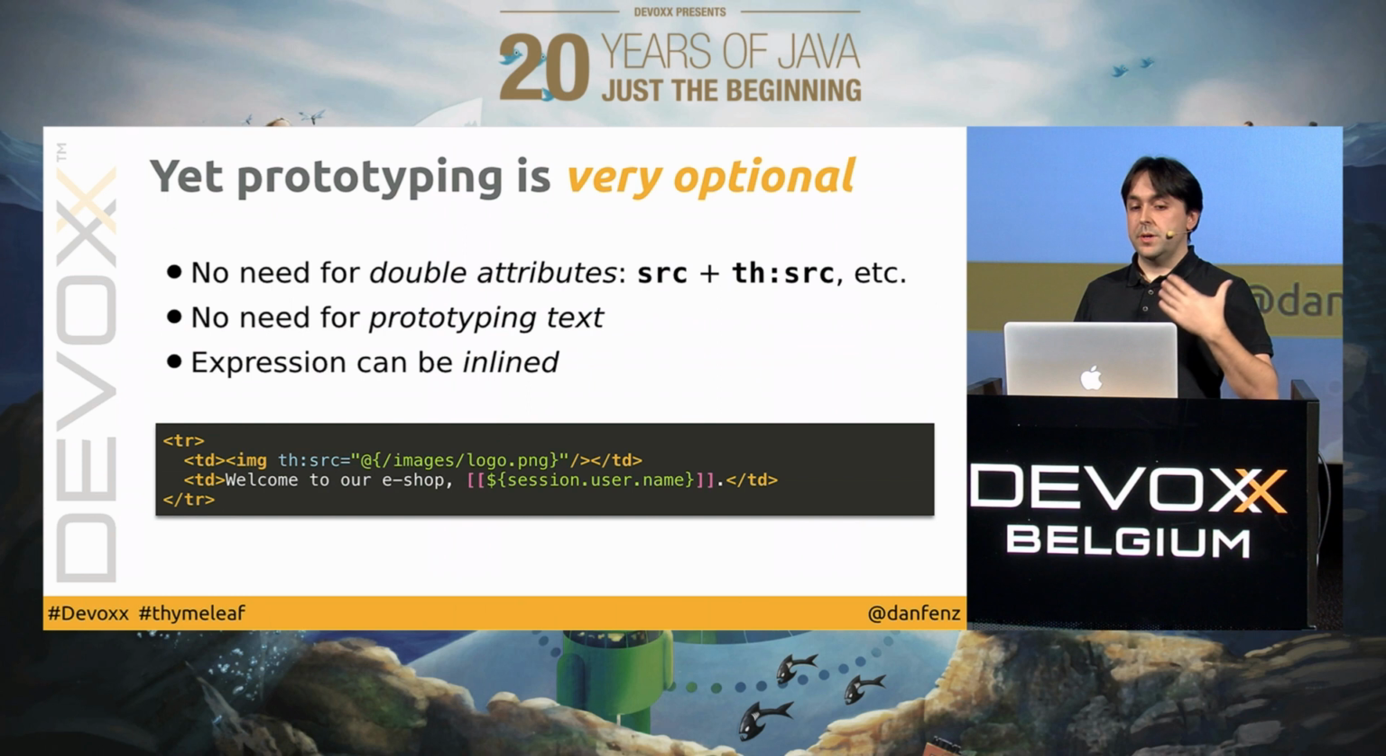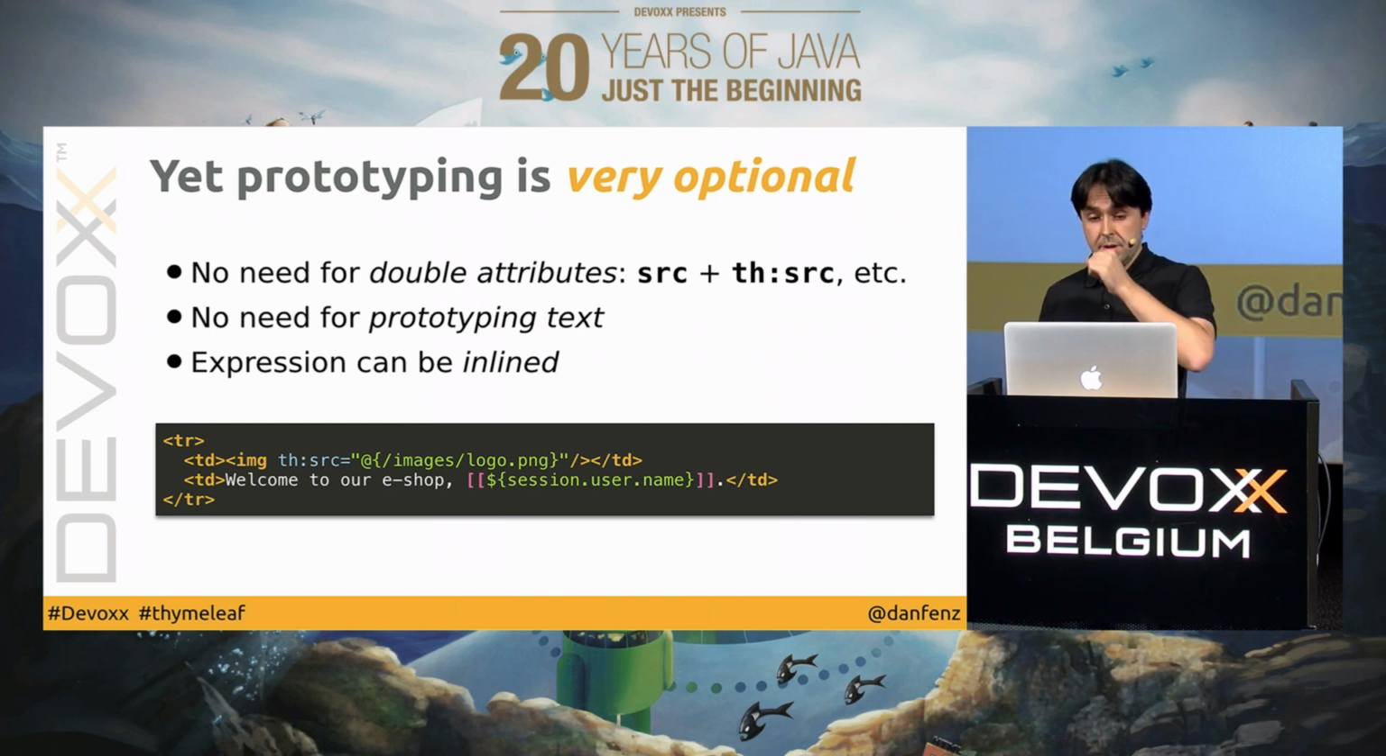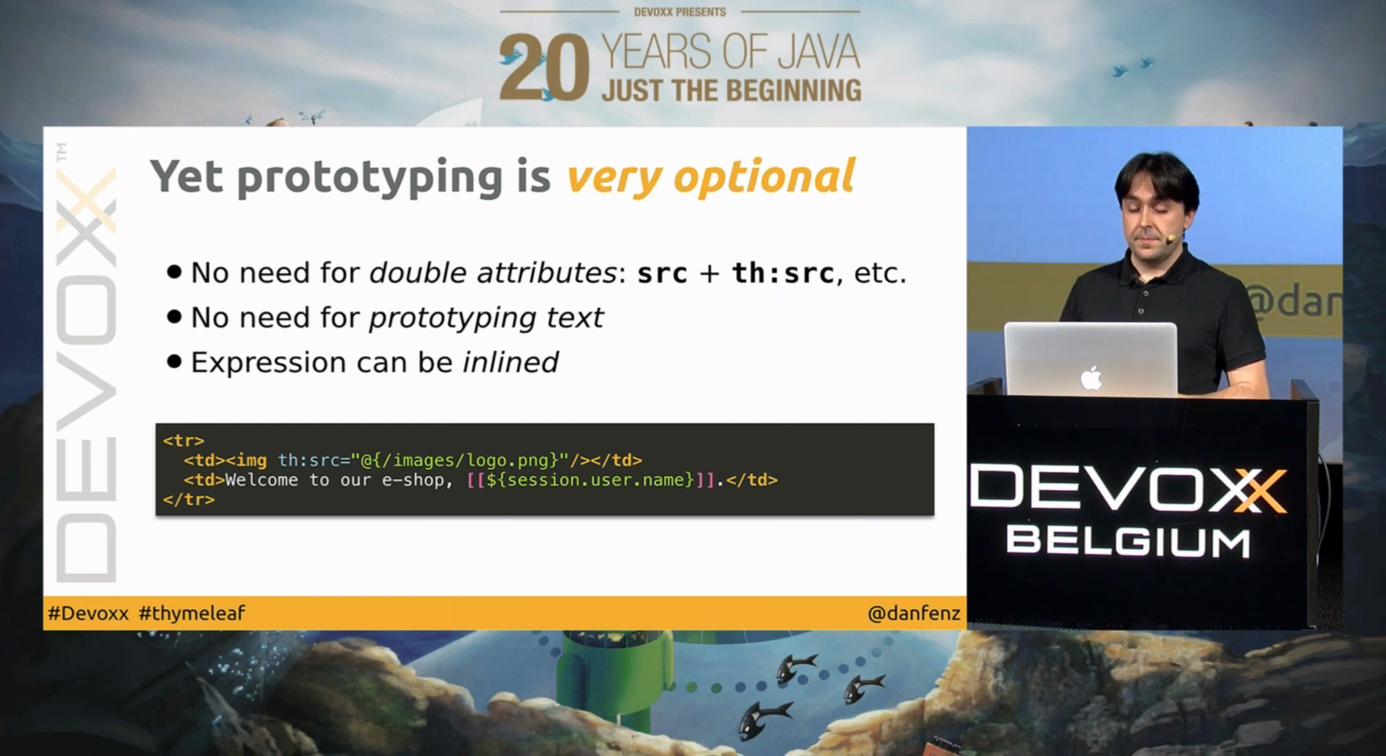And you'd be right. That's why prototyping is optional. It's completely optional. So there is no need that you do this. There's no need that you have an src and then a th:src. You don't need prototyping text like that, name, price, etc. that you saw on the first block of code. And you don't even have to use th:text for outputting the result of expressions. You can use, if you see the second TD in that block of code, "Welcome to our eShop," comma, that thing you see between double brackets, that's an inline expression. That's something that Thymeleaf will execute and will just output just there. Okay, so in that case, it will work pretty much like JSP or any other.